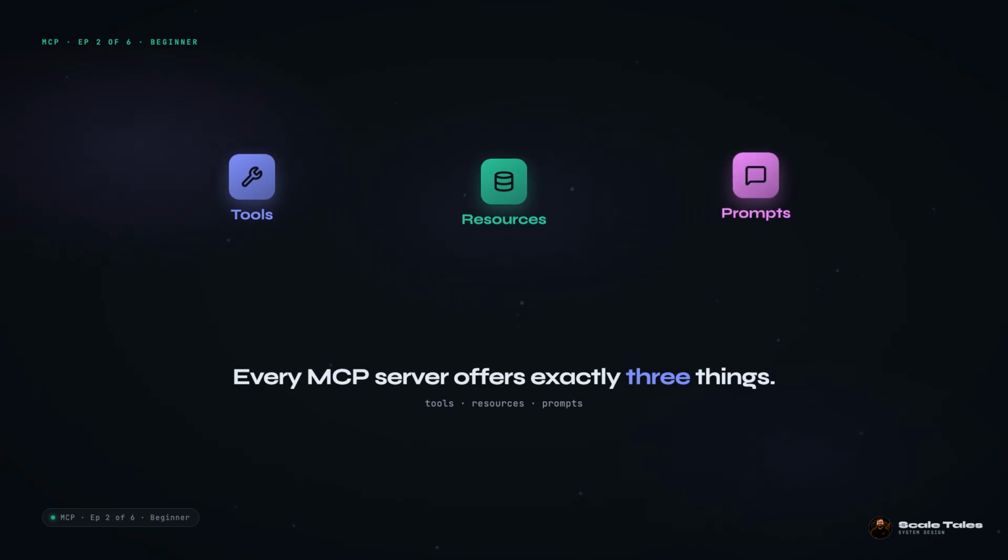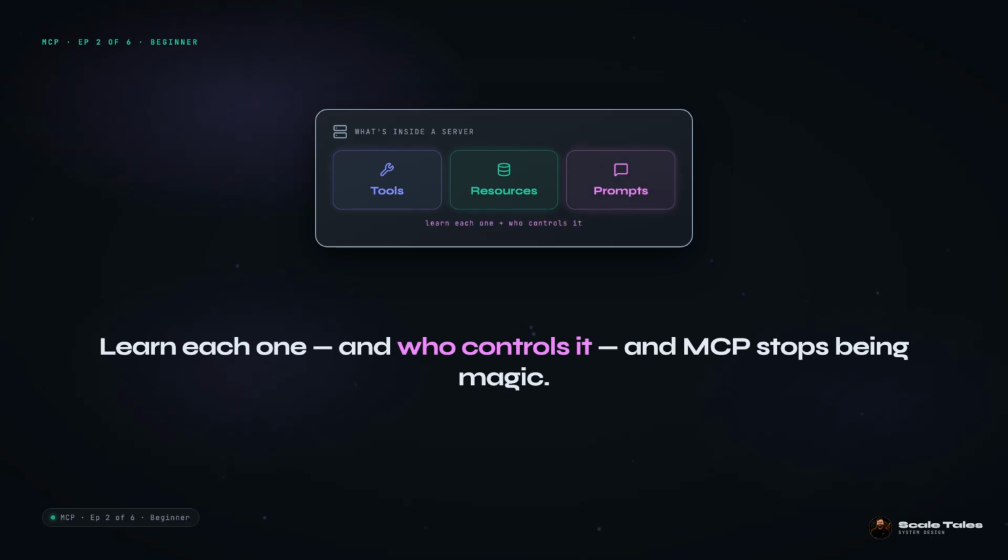Every MCP server, no matter how complex, offers exactly three things: tools, resources, and prompts. Think of a server as a box. Open it up and everything inside is one of those three. Learn what each one is and, crucially, who controls it, and MCP stops being magic.